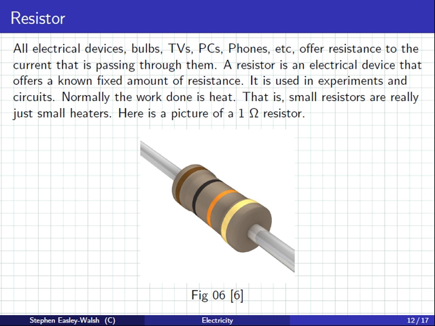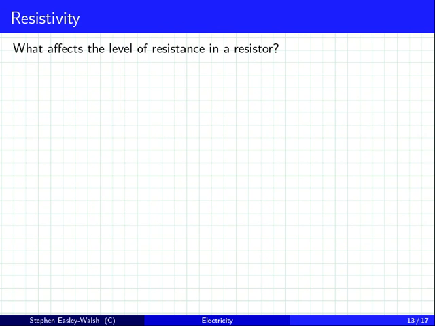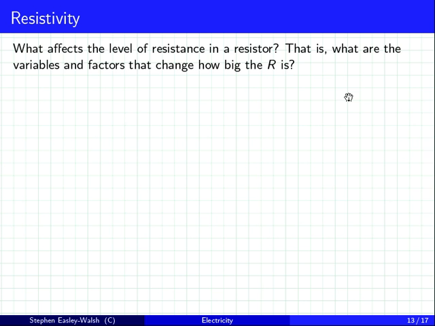We say it's 2 ohms. Remember? We said 1 ohm means you lose a volt for every amp. So if this is 1 amp and it loses 2 volts, we say that this has a resistance of 2 ohms. These are called resistors. But what affects the resistance in a resistor? That is, what affects the calculation of the ohms?